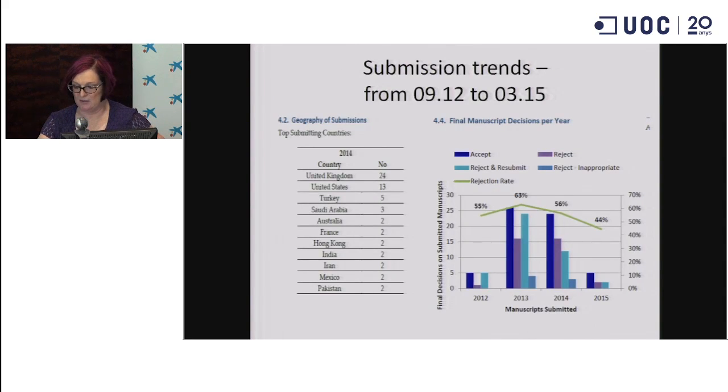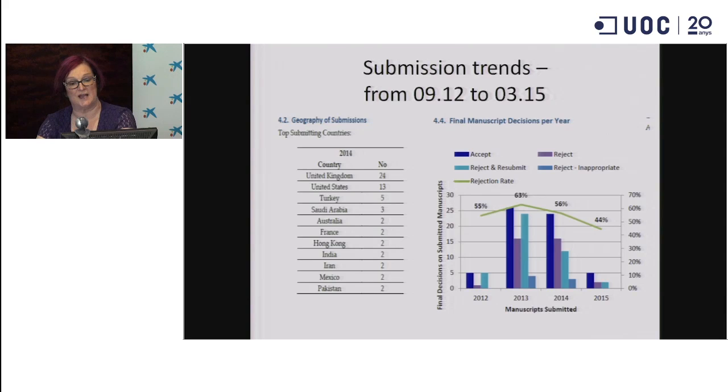Now, I wanted to say, well, I'll say it at the end. We see ourselves as very much an international journal. Although roughly half of our submissions are from the UK, we do get submissions in dribs and drabs from across the world. And that other little diagram shows our submission rates.